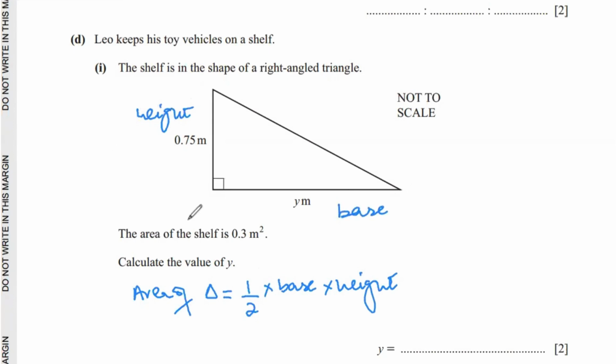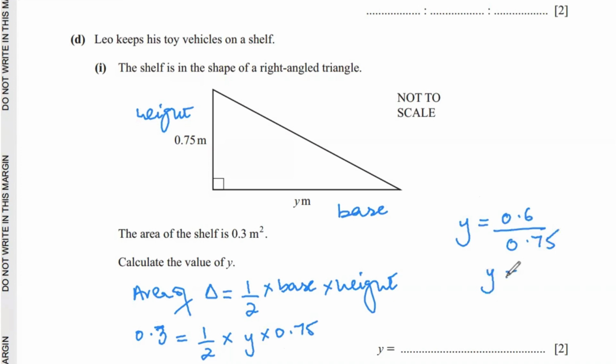They've given us the area, so 0.3 equals 1 over 2 times y times 0.75, which means y equals 0.3 times 2, which is 0.6, divided by 0.75, and that gives us the value of 0.8 meters. That's y.